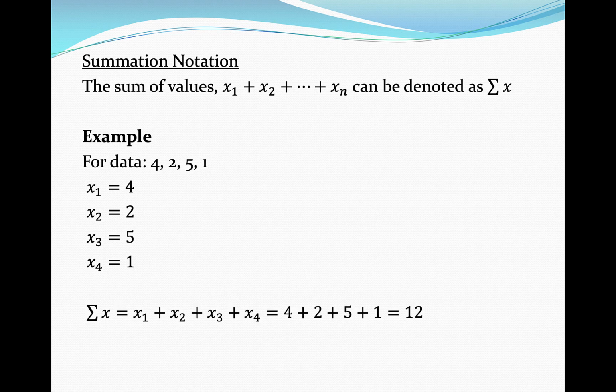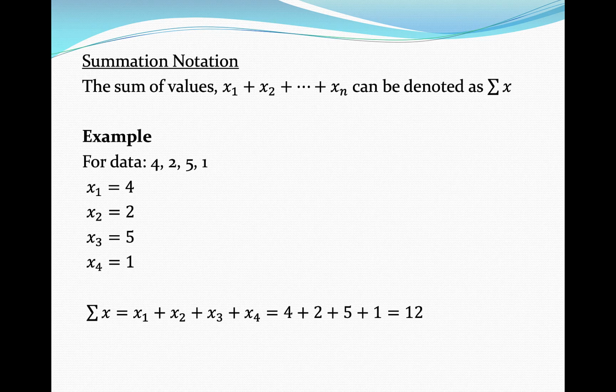If we want to write that out as a sum, we will just simply write the sum of x. And what the sum of x means in this case is I want to sum these x values or these data points. So it just simply means take x1 plus x2 plus x3 plus x4. And if you sum those values, that just means 4 plus 2 plus 5 plus 1, which gives us a sum of 12. So that is your typical summation notation. And like I said, we use this a ton in this class.